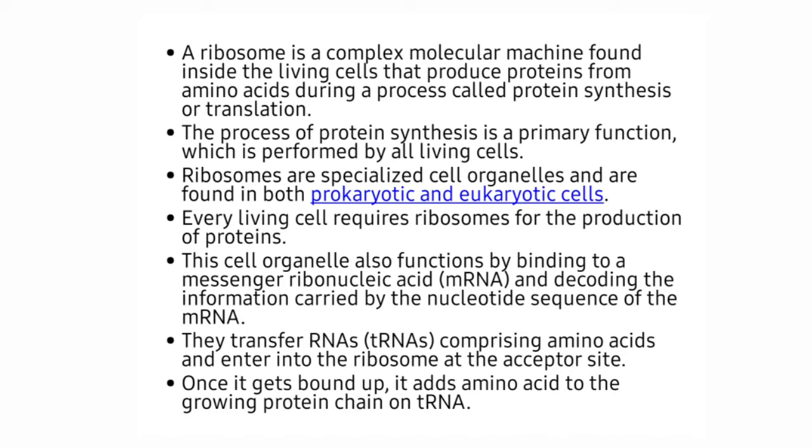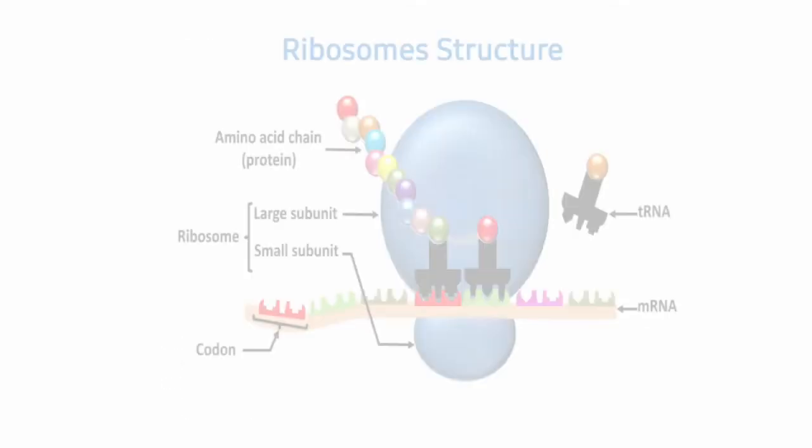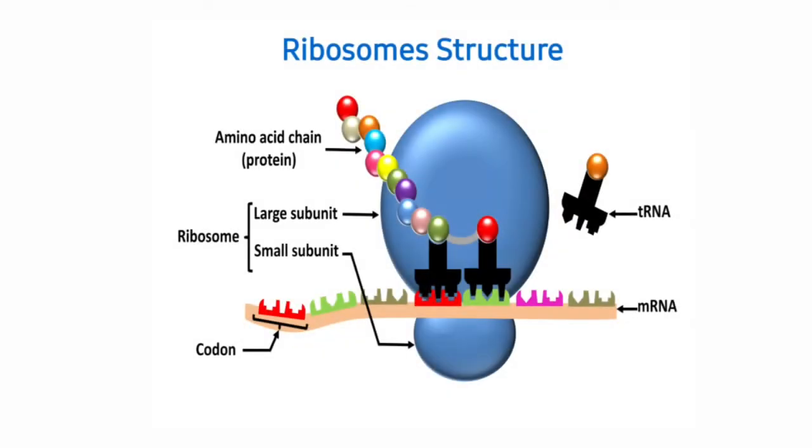The transfer RNAs, that is tRNA, comprising amino acids, enter into the ribosome at the acceptor site. Once it gets bound, it adds the amino acid to the growing protein chain on the tRNA. So, ribosome is a very complex molecular machine which is mainly involved in protein synthesis.